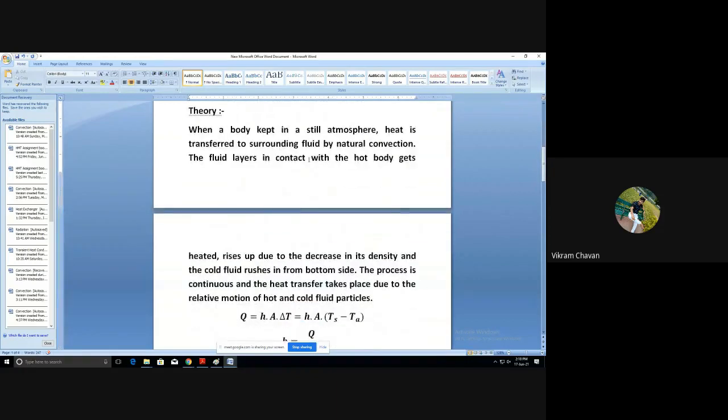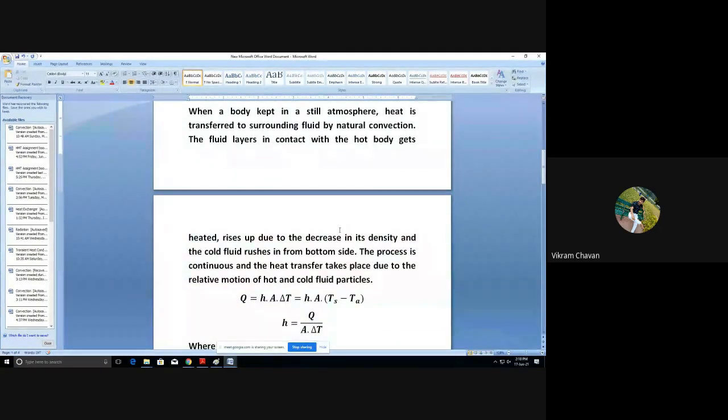When a body is kept in a still atmosphere, heat is transferred to the surrounding fluid by natural convection. The fluid layer in contact with the hot body gets heated and rises up due to the decrease in its density, and the cold fluid rushes in from the bottom side. The process is continuous, and the heat transfer takes place due to the relative motion of hot and cold fluid particles.